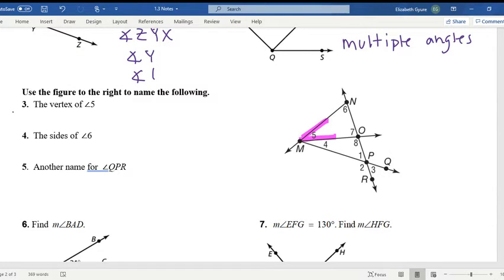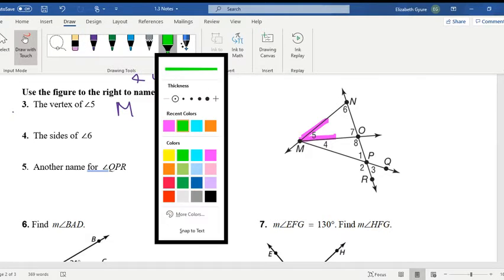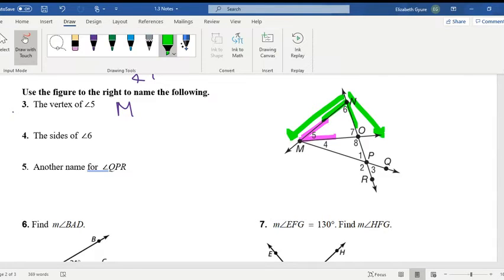So for the vertex of angle 5, remember that's where your 2 rays intersect. Where it comes to a point, that's going to be point M. Then the sides of angle 6, again, the only angle that matters here is 6. So I'm going to highlight angle 6. Well, we can see angle 6 originates from point N and then goes out. So from N down and to the left, and from N down and to the right. So we just need to name those 2 rays.